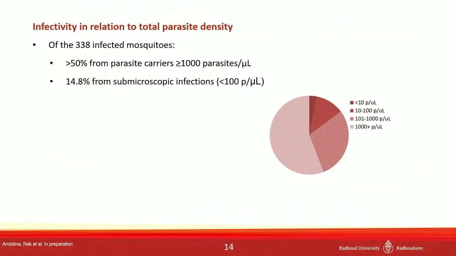So if you take all the 338 infected mosquitoes, where did they get their infection from? More than half from the highest parasite carriers, so 1,000 parasites per microliter or more, but 15% from parasite carriers with less than 100 parasites per microliter estimated by qPCR. So these could be called submicroscopic infections, at least difficult to detect with RDTs or microscopy.